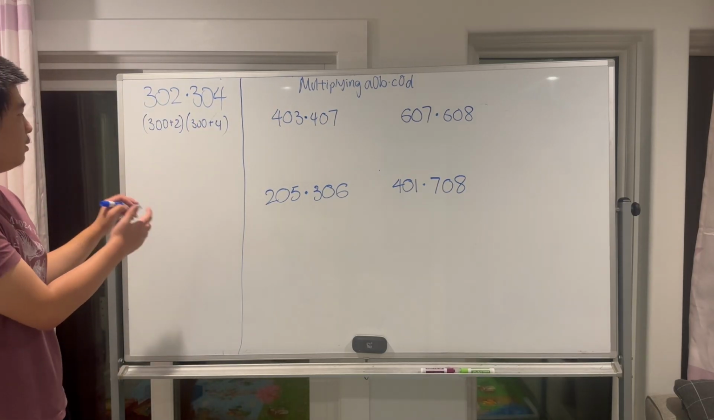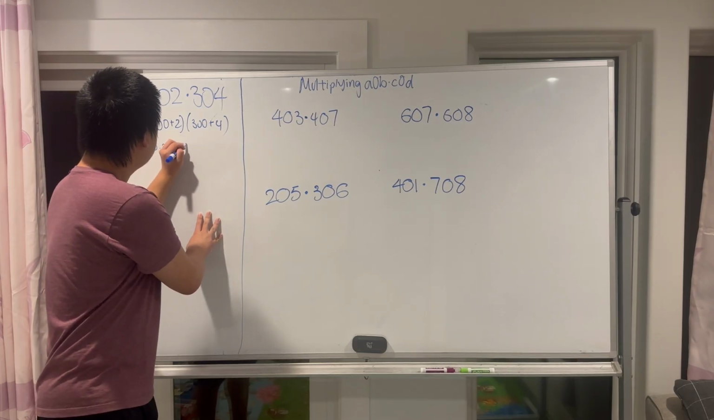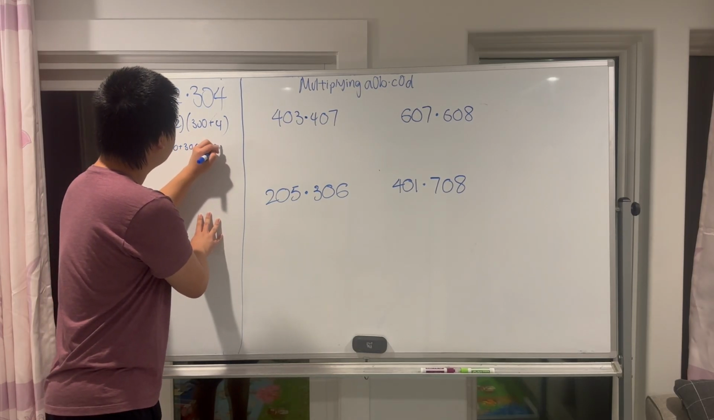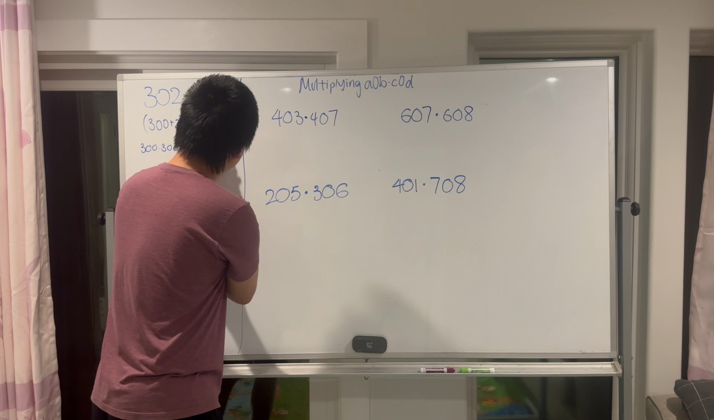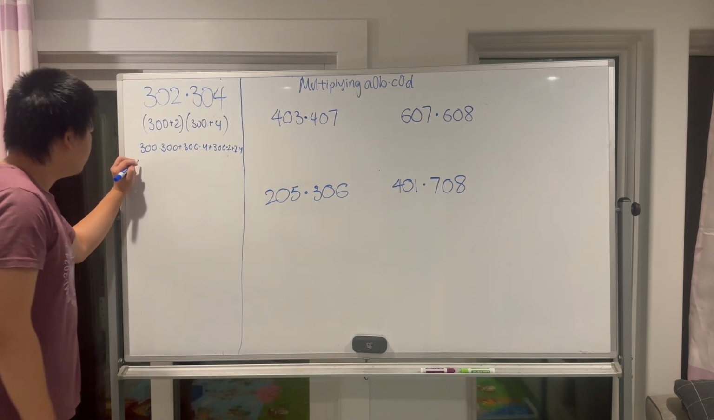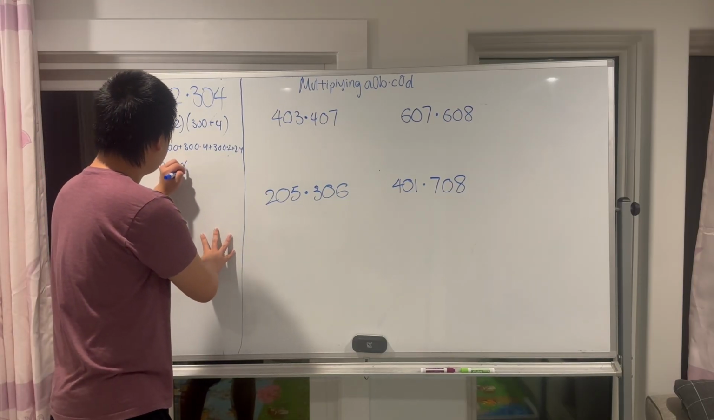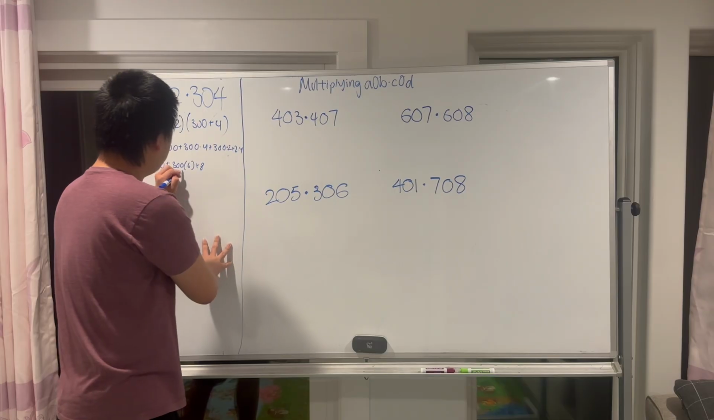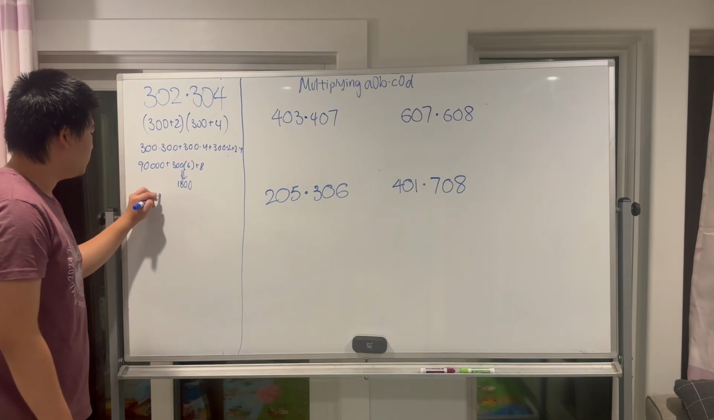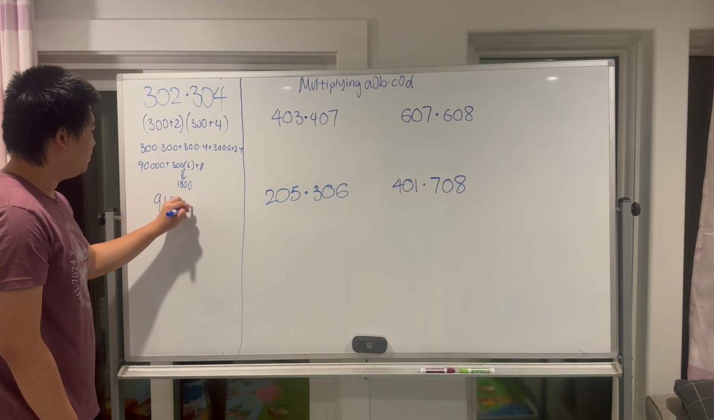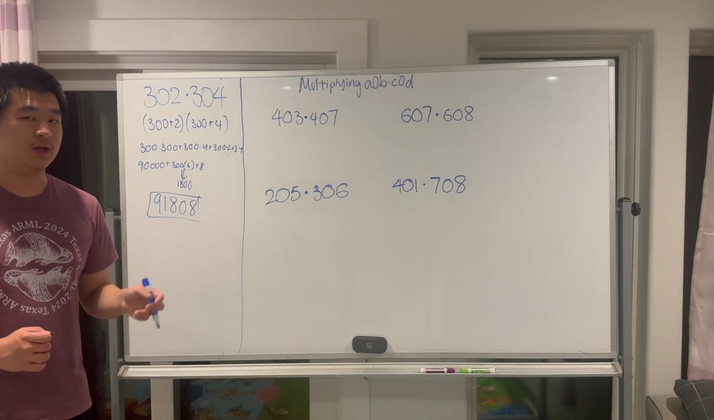And now when we FOIL this out, what we get is 300 times 300 plus 300 times 4 plus 300 times 2 plus 2 times 4. So let's multiply this out. We get 90,000 plus 300 times 6 plus 8. And we're just going to write this as 1,800. And so when we add all this up, what we get is 91808.